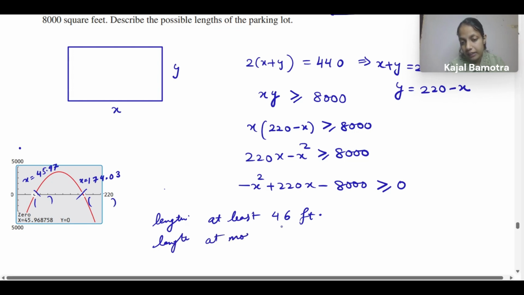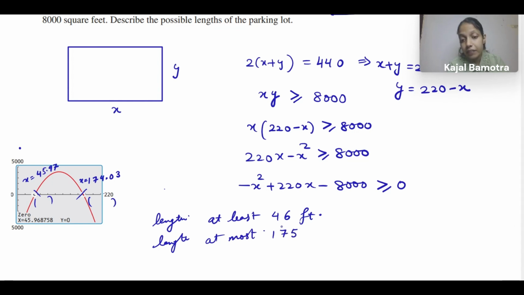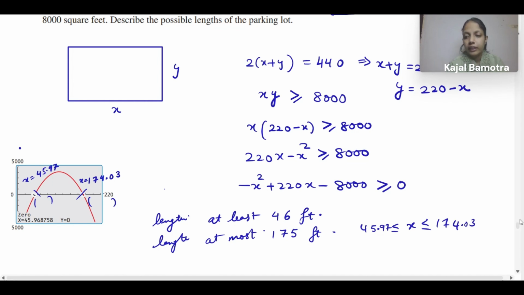At most, the length will be 175 feet. It cannot be greater than that and it cannot be less than 46. Or you can directly write that x lies between 45.97 and 174.03 something. Okay, so that's done.